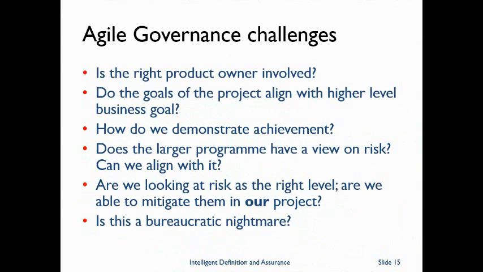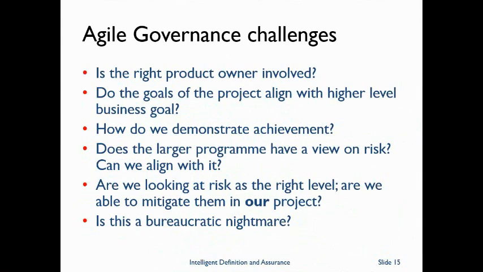So, some agile governance challenges. These are the kind of questions that a team might ask. They might say, well, wait a minute, we've been asked to align with a governance regime, but is the product owner on our team the right person? Does he know the business well enough to communicate to us what is actually required? Do the goals of our project align with this higher level business goal? Can we trust that we are actually in good communication with the wider business concern? How do we demonstrate achievement of the business goal?